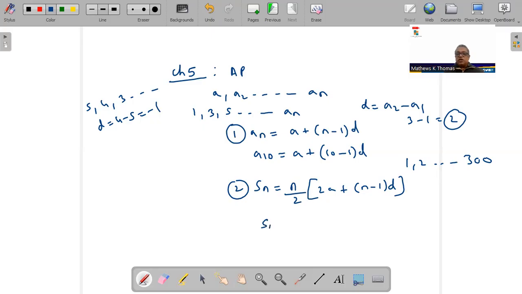We can also use another formula, Sn equal to n by 2 into a plus L. If I know the first number and the last number and the number of terms, I can also use this formula to find the sum of n terms. So these are the two formulas which we should know for sum, and this is one formula to find out the nth term, right? Both these formulas will take care of this chapter.